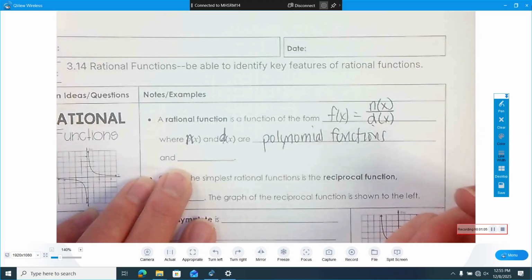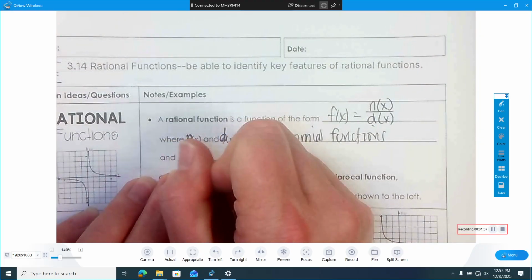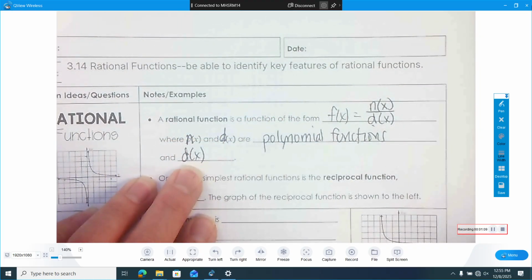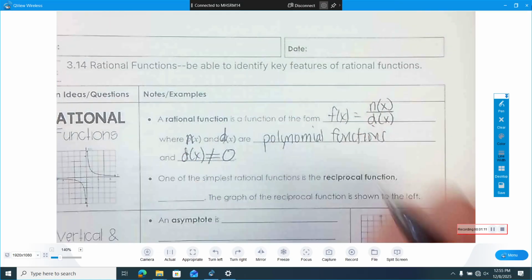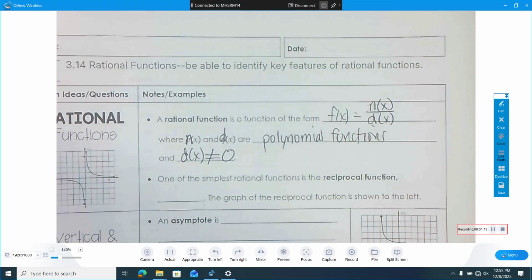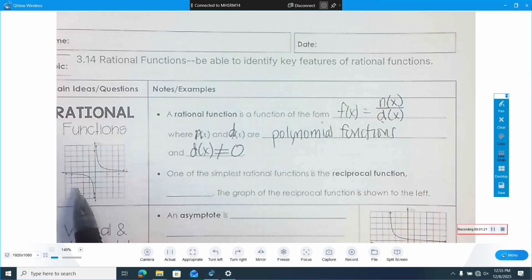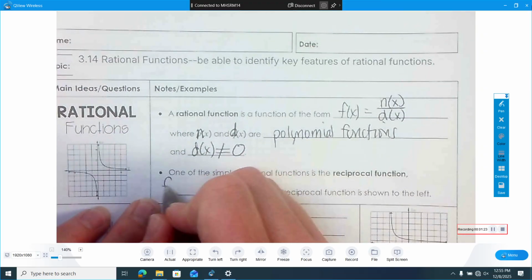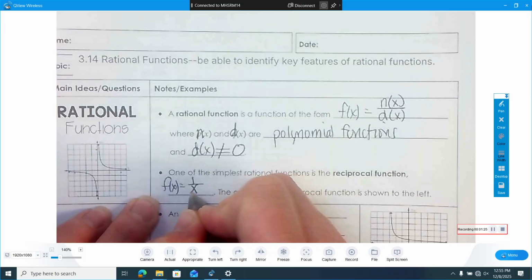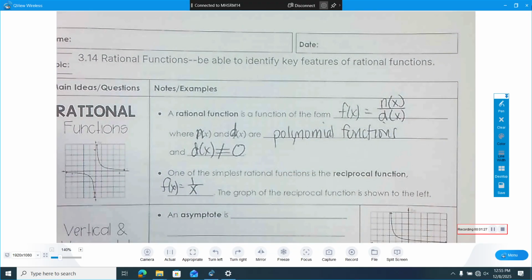And it's very, very important that we know that our denominator, d of x, is not allowed to equal 0. We cannot divide by 0. And that's really, really important. One of the simplest rational functions is the reciprocal function, which is shown here. This is the reciprocal function, f of x equals 1 over x. All right, and that is the very most basic graph that we talked about on Friday.